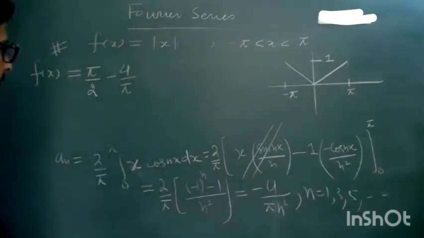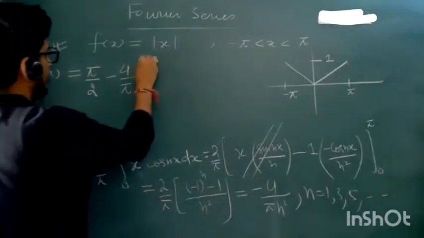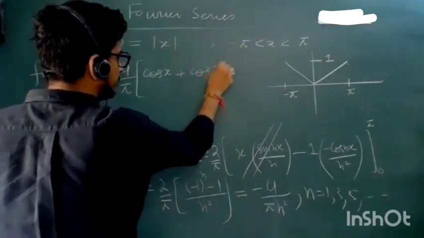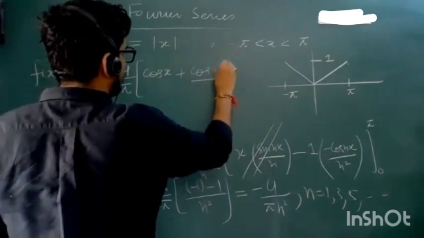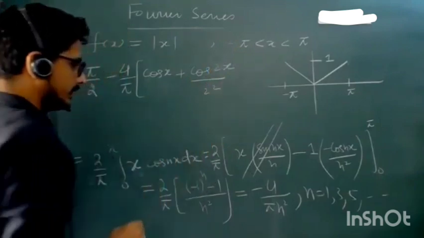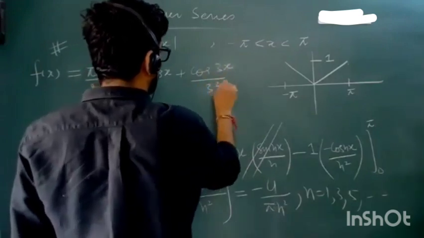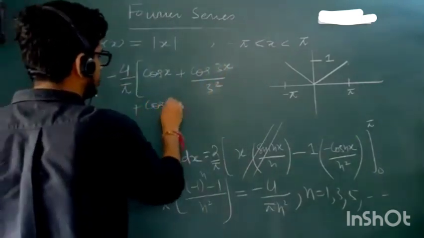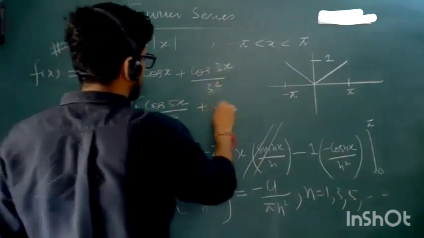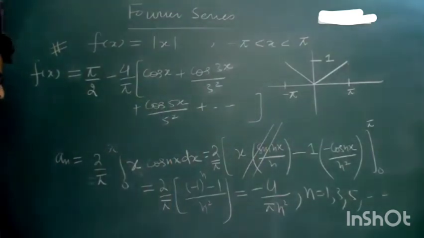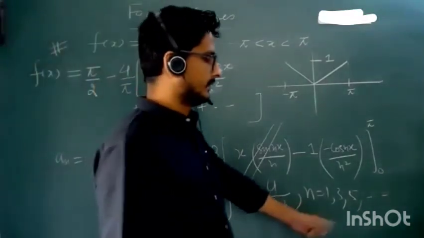So minus 4 by pi, and n square is also there. So I will write cos of x plus cos of 3x by 3 square plus cos of 5x by 5 square plus dash dash dash. Please see this. This is the Fourier series, correct? Because only odd terms will survive.